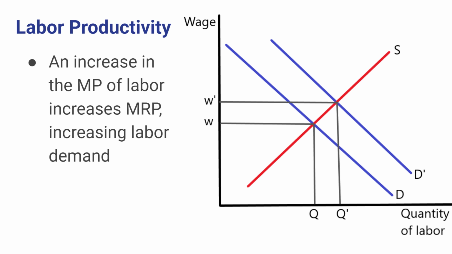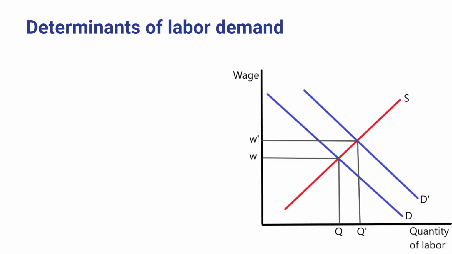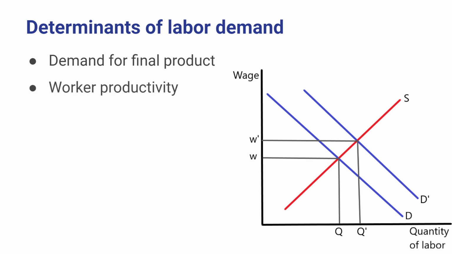More generally, though, there's a variety of determinants of demand, primarily because they affect either marginal revenue or marginal product, or will affect the number of firms demanding labor. Specifically, as we just noted, the demand for the final product is an important determinant of demand because the demand for labor is derived from the demand for that output. Worker productivity, as we've just noted, is a factor that affects the demand for labor.